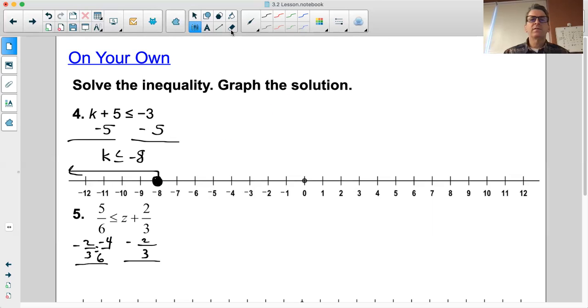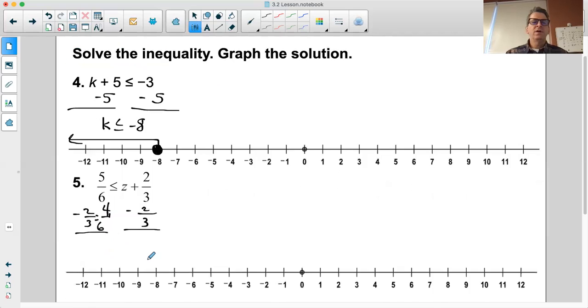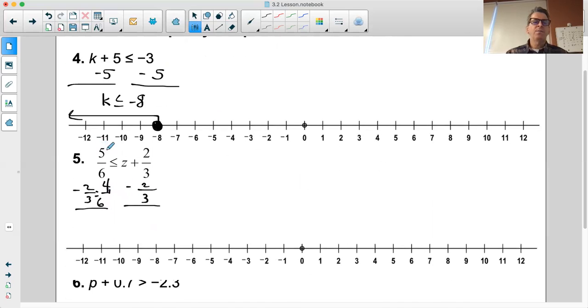Okay, so we're going to subtract 4/6 from 5/6. So 2/3, with common denominator 6, would put us at 4/6. 3 times 2 is 6, and 2 times 2 is 4. And now we're going to subtract: 5 minus the 4 is 1, over 6.